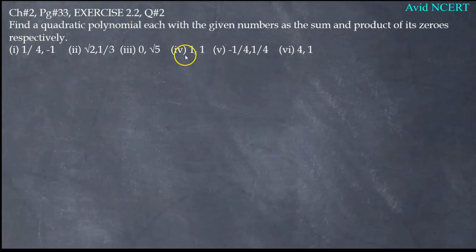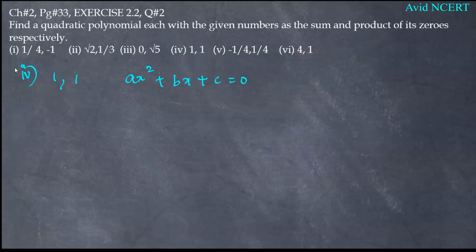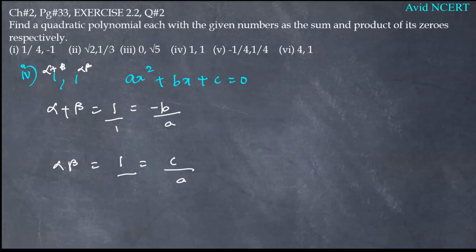Now let's solve the fourth problem, which is 1, 1. To find this quadratic polynomial equation, we have to find ax square plus bx plus c equals 0. To find the values of a, b and c, we have to use the sum and product of zeros. So alpha plus beta equals 1, which equals minus b by a, so this can be taken as 1 by 1, and alpha beta equals 1, which equals c by a, which means 1 by 1.